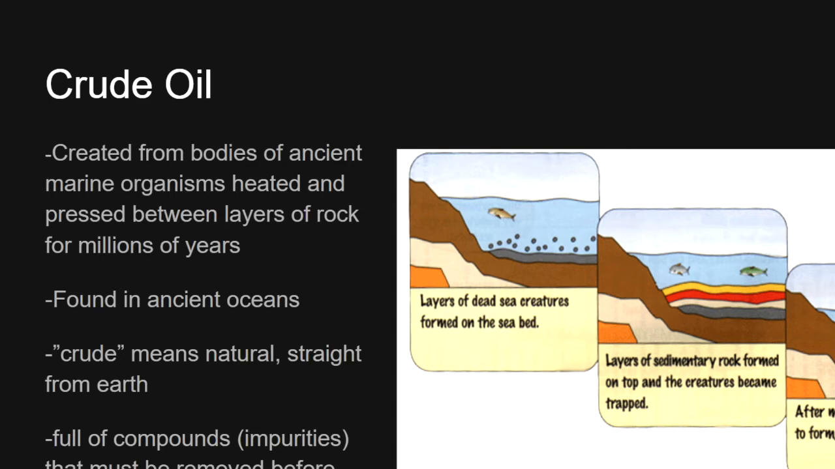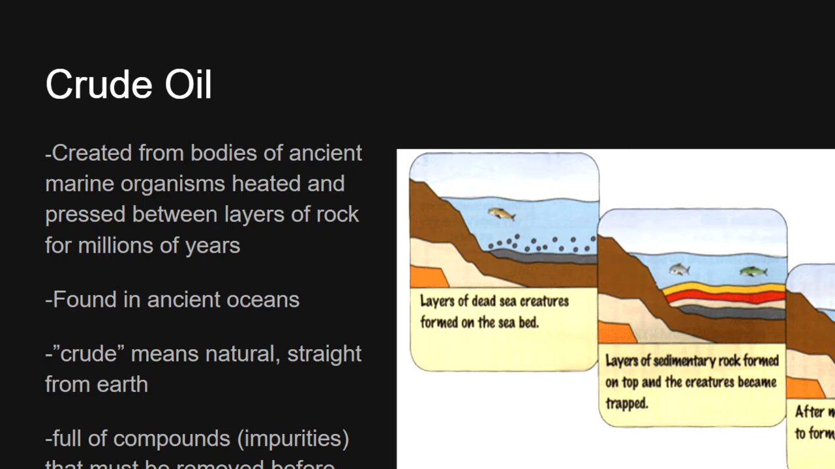Okay, so let's talk about crude oil. That term crude means not refined or natural. And so crude oil is just the natural state of oil when it's trapped in rocks. Again, it's the same process that we talked about when we talked about natural gas. The bodies of ancient marine organisms heated and pressed between layers of rock for 50 to 100 million years.